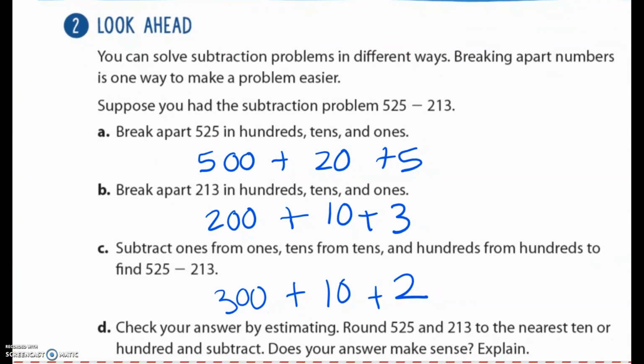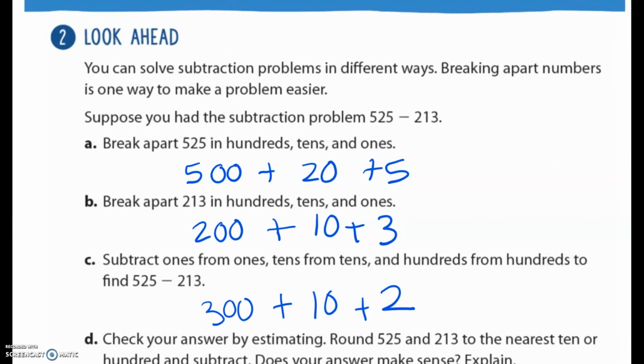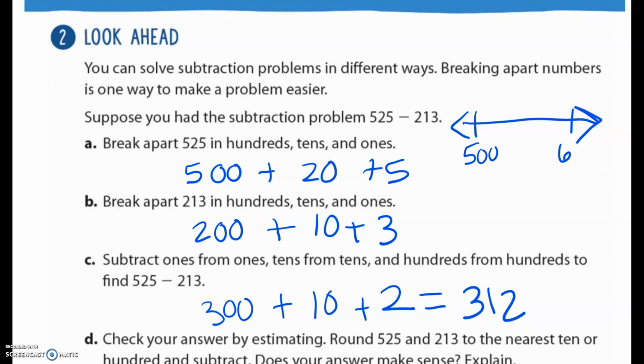Then on D, it says check your answer, which let's get our answer. It says check it by rounding. So we're going to take our first number, 525. My 100 before is 500. My 100 after is 600. My 100 in the middle is 550. So 525 rounds to 500.